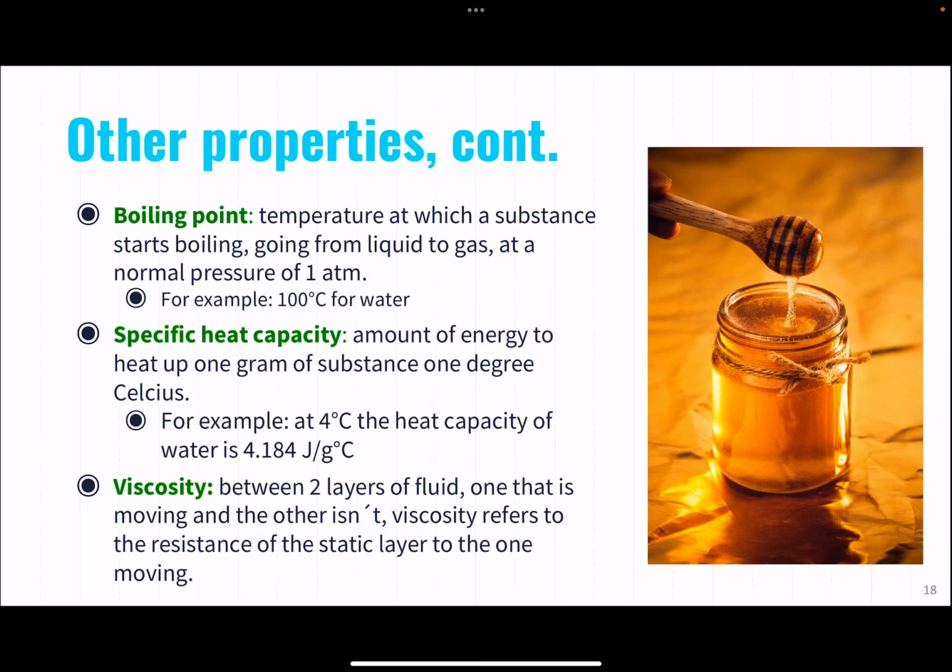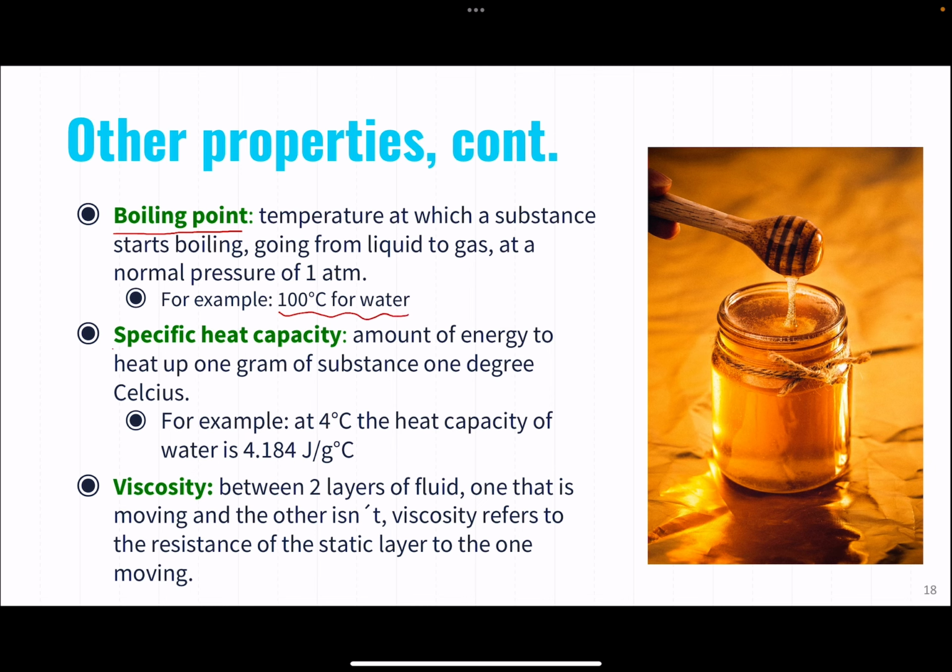What other properties can we have? We can have boiling point. So if we had melting point, we can also have a boiling point, which is the temperature at which a substance starts boiling, which means going from a liquid to a gas at a normal pressure of 1 atmosphere. For example, for water, we know that water boils at 100 degrees Celsius.